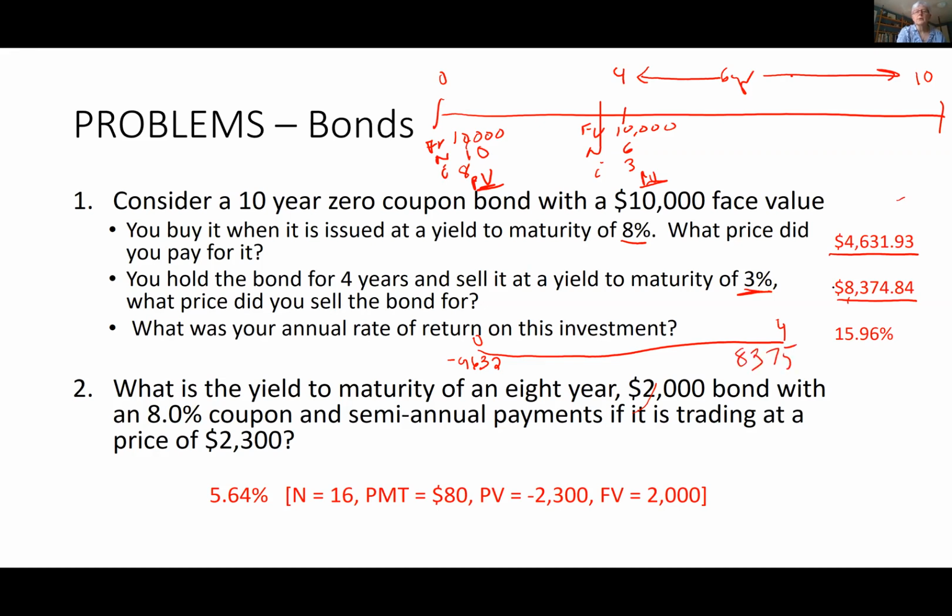So your inputs for that are present value, 4632, that's a P. Future value, 8375. N is 4, and you solve for I. And you get 15.96.